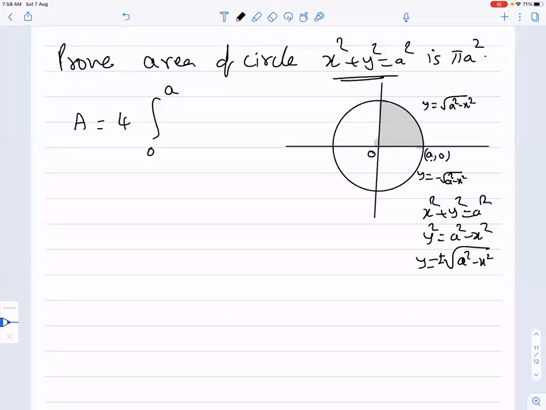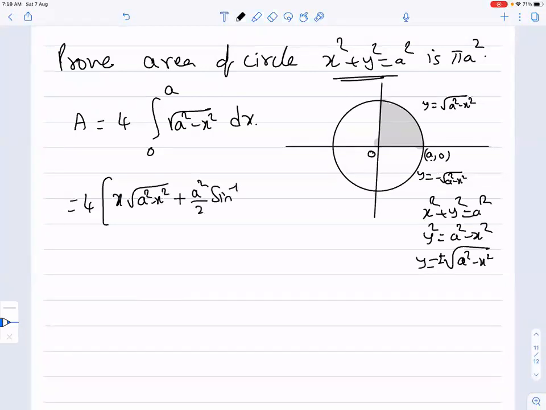So we are integrating the upper portion, root of a square minus x square, and limits are from 0 to a. And we have a direct formula for this now. That is 4 times x by 2 root of a square minus x square plus a square by 2 into sine inverse x by a. Correct? Limits are from 0 to a. Sorry, my mistake.